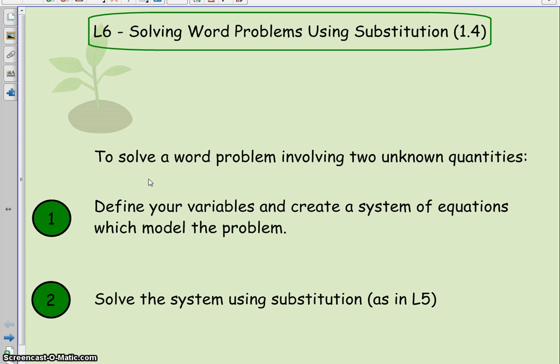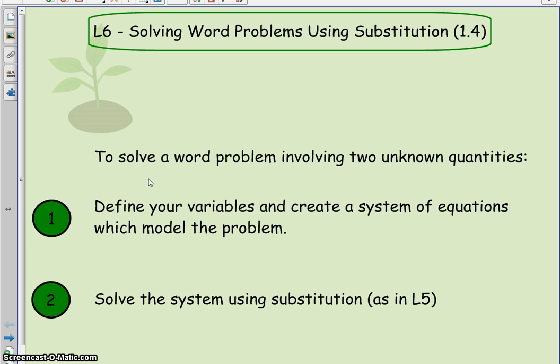So in general, whenever you want to solve a word problem involving a linear system, there's two unknowns. We're going to define our variables, create a system of equations, just like we did way back in lesson 4. And once that whole situation has been modeled and set up, we're going to solve the system using substitution like we did last lesson.